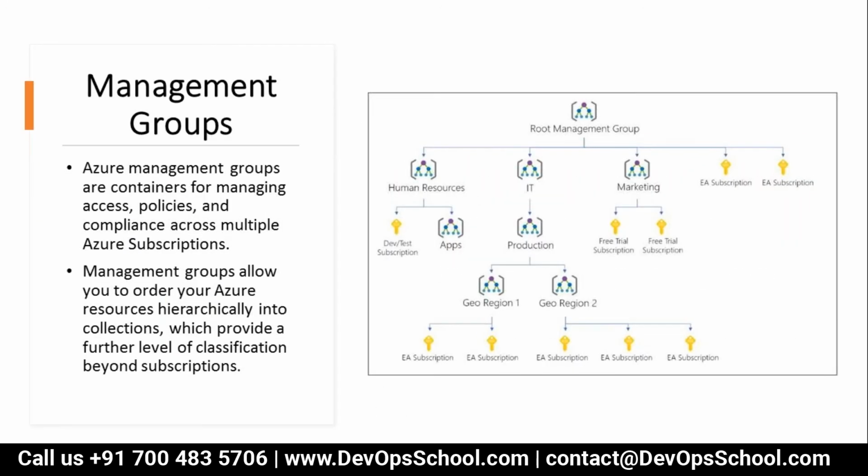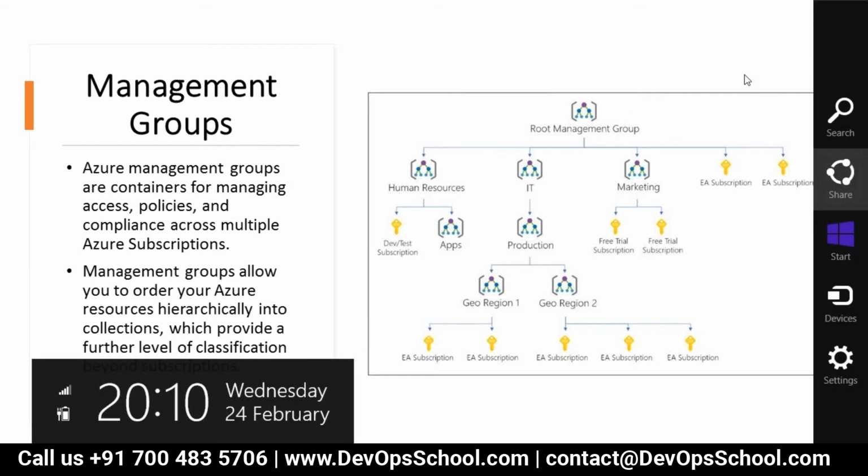Now let me explain, as I was telling you, in any organization, the management group. What is a management group? Azure management groups are containers for managing access, policies and compliance across multiple Azure subscriptions. Management groups allow you to order your Azure resources hierarchy into collections, which provides a further level of classification beyond subscription. Let me give you a very simple example. I have already given you the same example. This is the root management group. This is the MD of your organization.